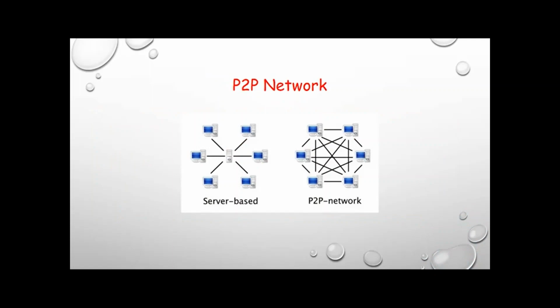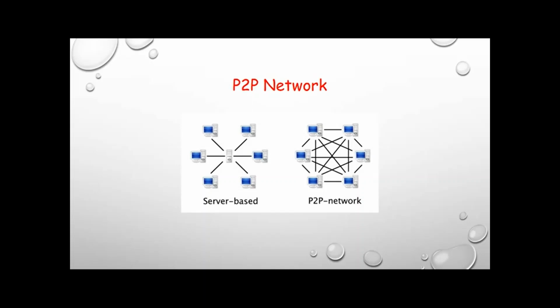Now what is a P2P network? A P2P network is basically called a peer-to-peer network. In the left image, you can see a server-based network. In this network, all the computers are connected to a single server. For example, let's suppose a college server. There is a college which keeps all its documents, all its inventory on one server, and all the students are connected to that server to access their records.